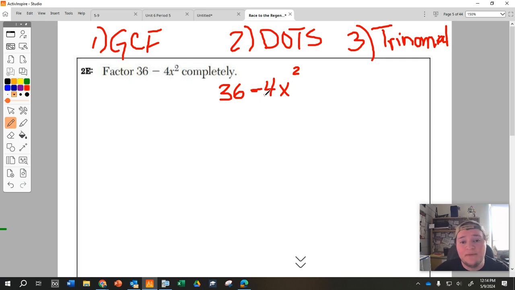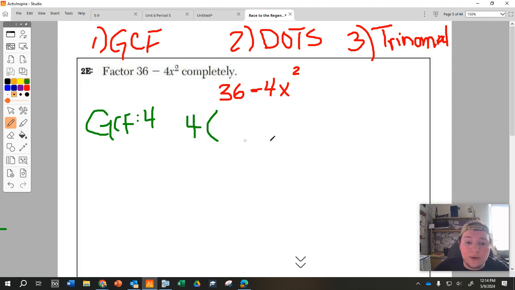4 goes into 4. 4 does go into 36. Your GCF is 4. So now that I know my GCF is 4, I'd like to write it off to the side. I've always been like that. GCF is 4, so we take the 4 out. We're reducing it by a factor of 4. When you reduce it by a factor of 4, we're dividing the 4 away. 36 divided by 4, and then negative 4x squared divided by 4. After we divide out the 4, that remaining expression goes in the parentheses.